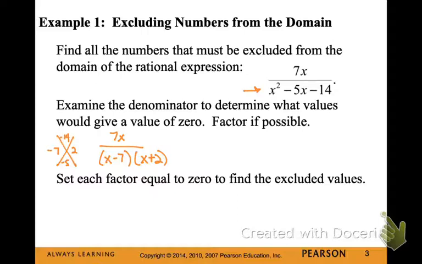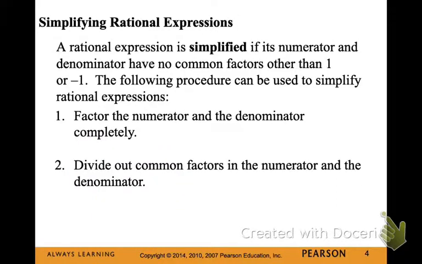Now I can see easily what values for x would make my denominator 0. I can set each of those factors equal to 0 and solve, and see that if I had x equaling 7 or if I had x equaling negative 2, then I would get 0 in my denominator. So we have to exclude those values from our domain because we do not want to get 0 in the denominator. That is an undefined expression.